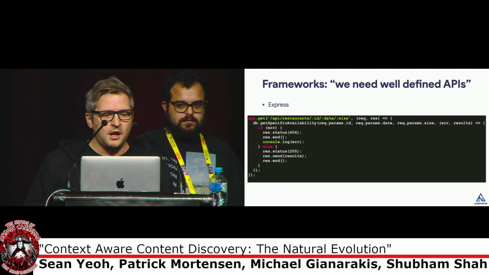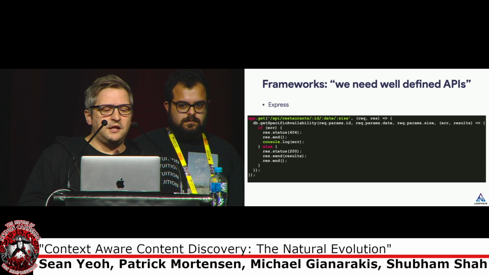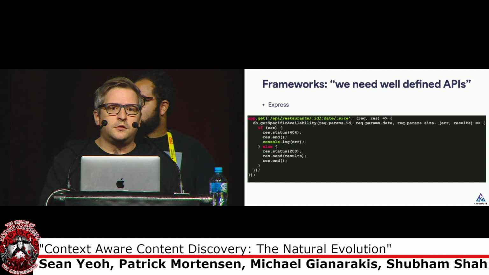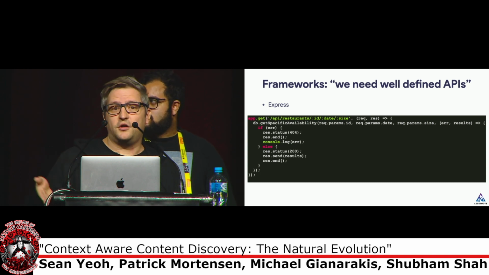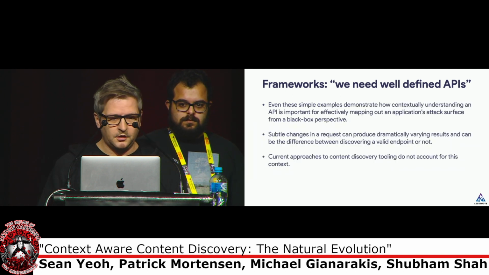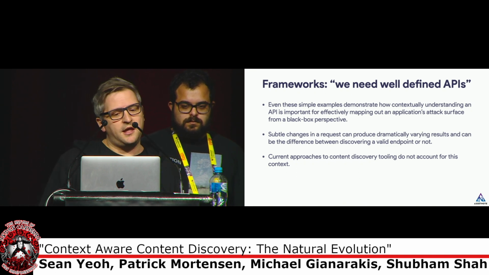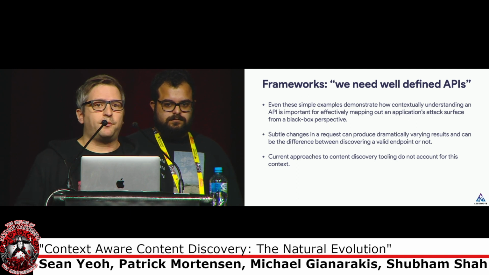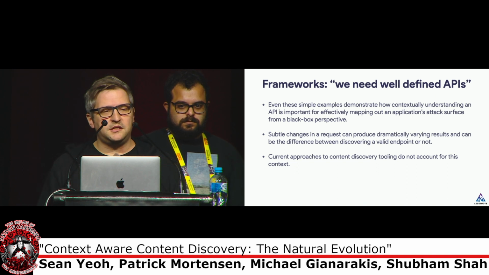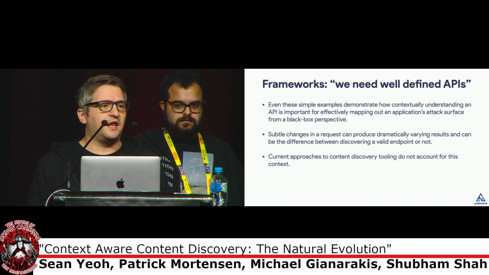And then finally, with Express, another simple example, but here we've got three parameters of different types in the path. Again, unless you're brute forcing with that context in there, you're going to miss this endpoint entirely. So even these simple examples demonstrate how contextually understanding an API is important for effectively mapping out the application's attack surface from a black box perspective. Subtle changes in the requests that you send can produce dramatically varying results and can be the difference between discovering a valid endpoint or not.